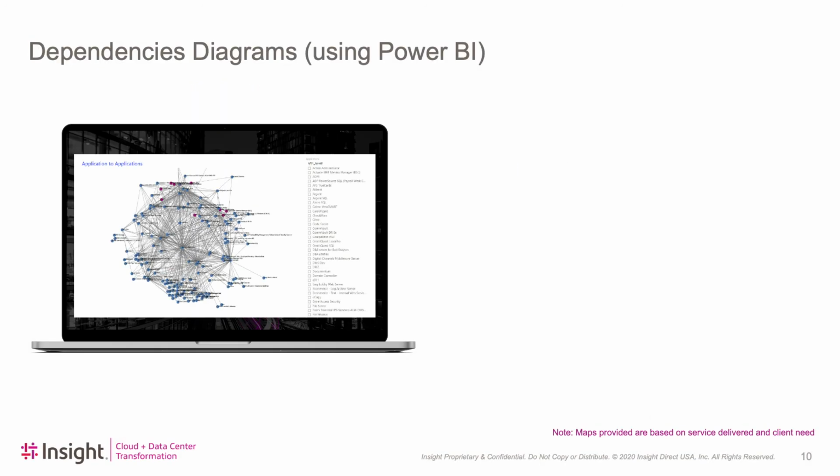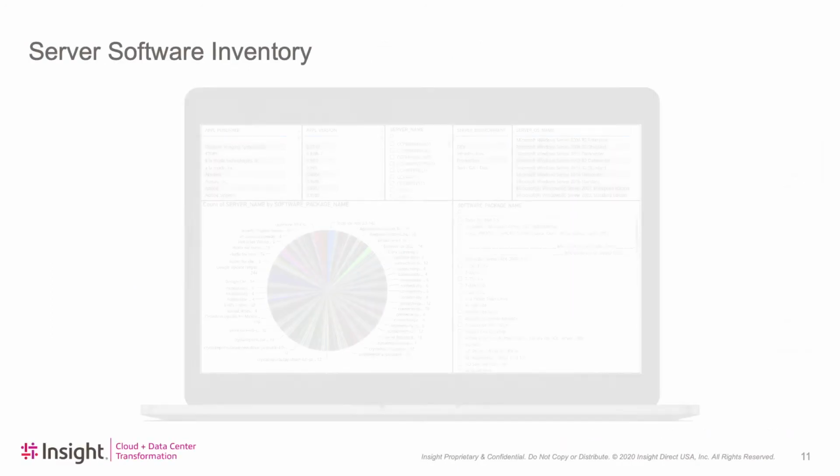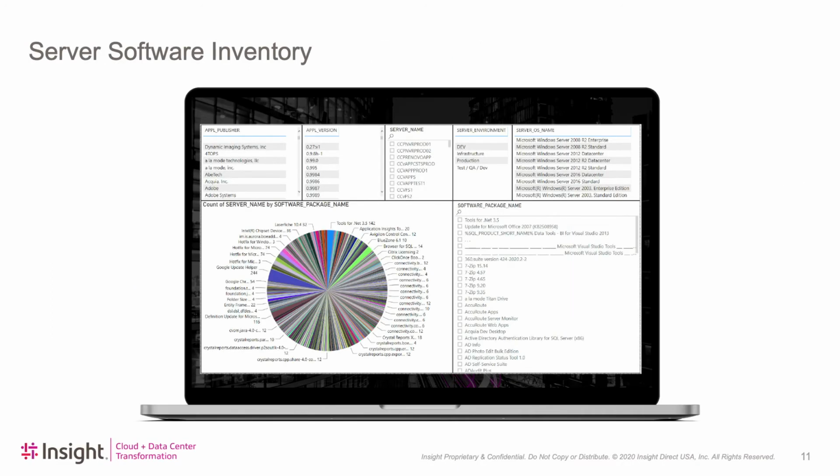View server-to-server, application-to-application, or application-to-server dependencies in interactive maps we produce using Power BI, and all of the data we gather about your environment with SnapStart. These maps represent the traffic occurring in your environment. The server software inventory report shows us all the software running on your systems, including publisher, version, server, and environment information. This report is interactive and searchable and can be used to verify security, licensing, and other important information.